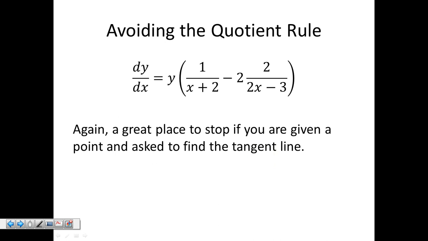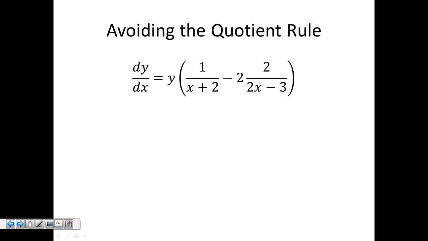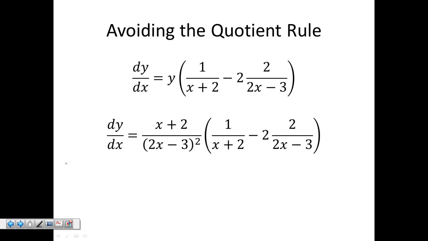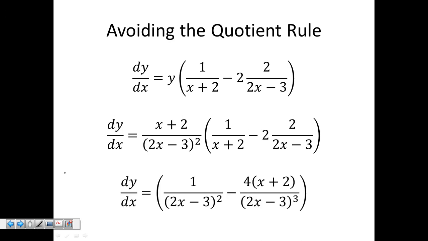Now, again, this would be a great place to stop if I was given a point and asked to find the tangent line. Since they would give me an x and a y value, I would plug in my x value, I'd plug in my y value, and I'd have my slope. To continue on, though, and find dy over dx, I'm going to substitute in what y was originally equal to, and I can even distribute this into those parentheses, and I can start to combine some terms.